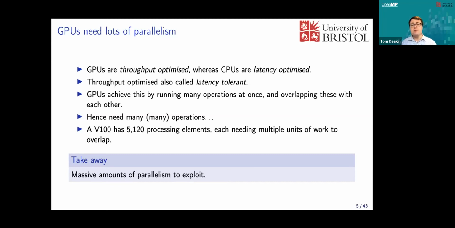It's trading off latency for throughput, and that's where the high memory bandwidth can help. Now, to do that, we need to exploit lots and lots of parallelism in our applications in order to be able to do that on a GPU. So if we think about the V100, this is over 5,000 individual processing elements, and each of those is going to need multiple bits of work in order to overlap with each other to make best use of that throughput optimized architecture. So the key message is that we need to find a massive amount of parallelism in our applications in order to be able to exploit the concurrency that's available at a hardware level on the GPU.